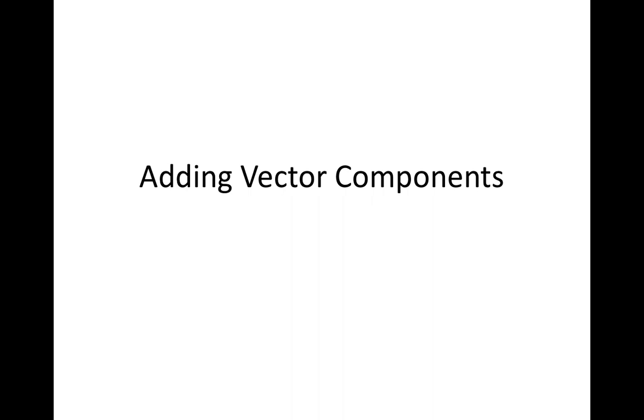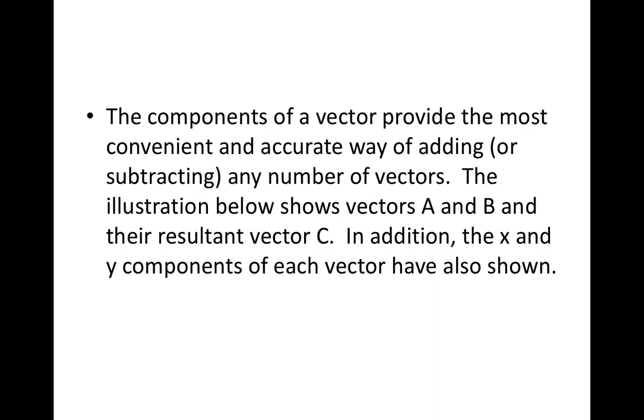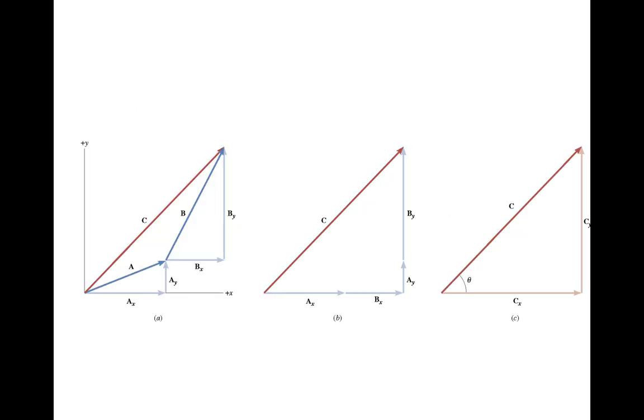Okay, welcome to the lesson on adding vectors using the component method. The components of a vector provide the most convenient and accurate way of adding or subtracting any number of vectors. The illustration below shows vectors A and B and their resultant vector C. In addition, the x and y components of each vector have also been shown.